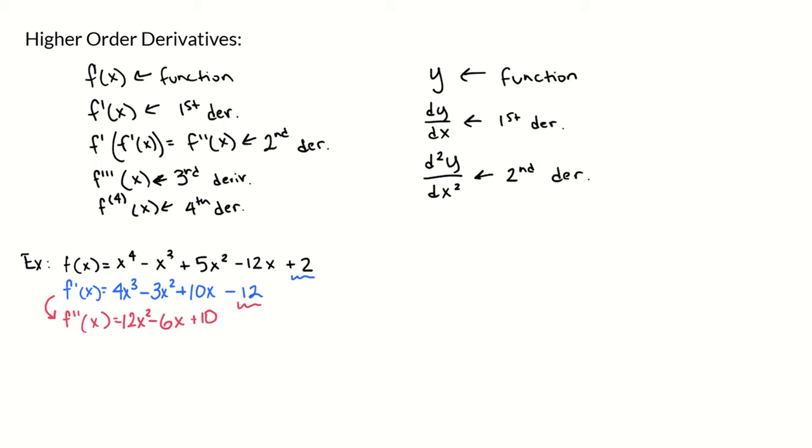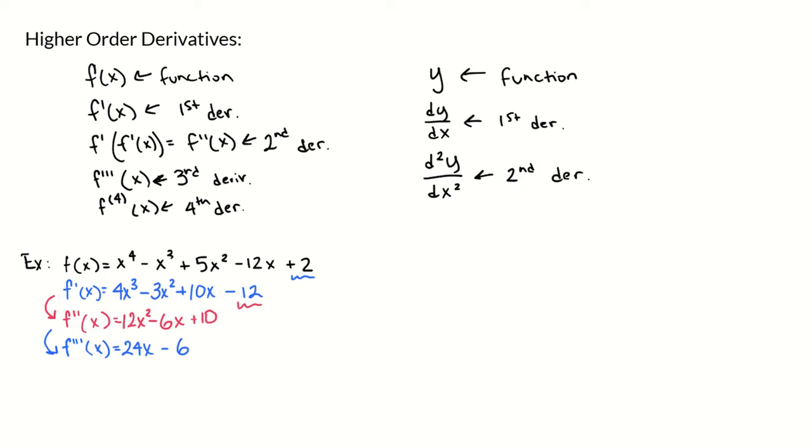And we can keep going in this way. So the third derivative we're going to find using the second derivative. Bring down the 2, 24x minus 6, derivative of 10 is 0.